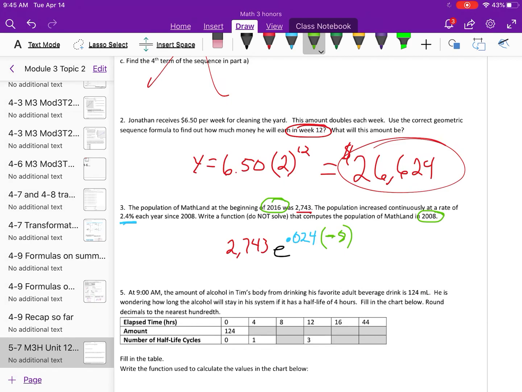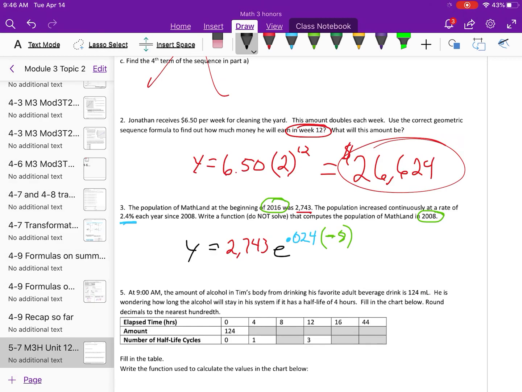Now, it doesn't say to solve, so you can go ahead and just circle that, because that's all you need. Maybe go ahead and put population, or y equals this, right? Because that is the function. Now, what I would do is I would solve this just in case. And the reason why I would solve this is because you should get a lower number, right?